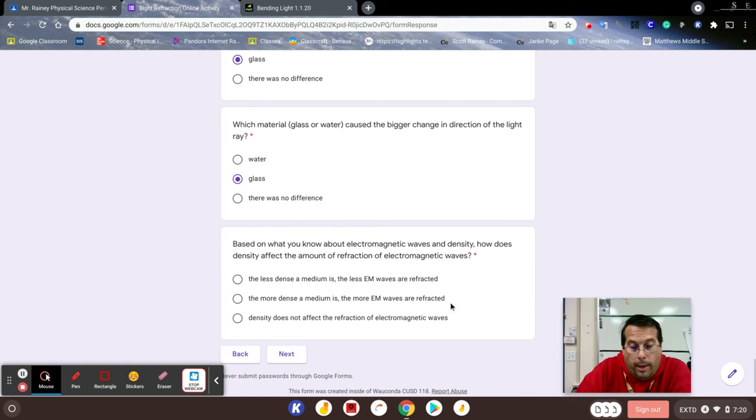Based on what you know about electromagnetic waves and density, how does density affect the amount of refraction of electromagnetic waves? What I would expect is that the more dense a medium, the more it's going to be refracted. The more the wave has to go through, the more it's going to bend. It's going to slow down more. As we saw, for water, which was not very dense, it was 0.75. But for glass, which was very dense, it was 0.67. So it was a much bigger difference. All right, moving on to the next page.